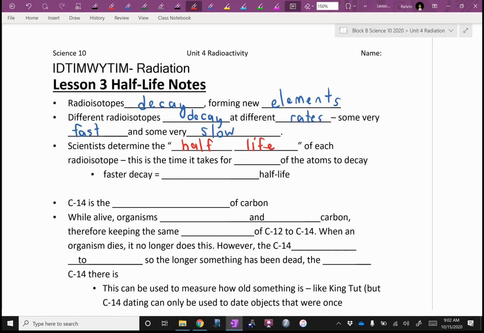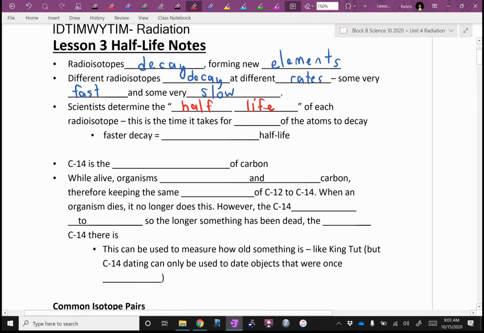So if 50% of a material is left, we measure how long that takes to occur. That's the half-life. And then another half-life, 25% of the material will be left. Another half-life, 25 divided by 2, 12.5% of the material will be left. Another half-life, whatever 12.5 divided by 2 is. That's why I said get your calculators. So this is the time it takes.